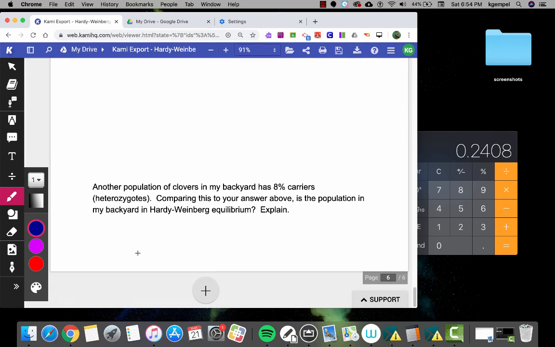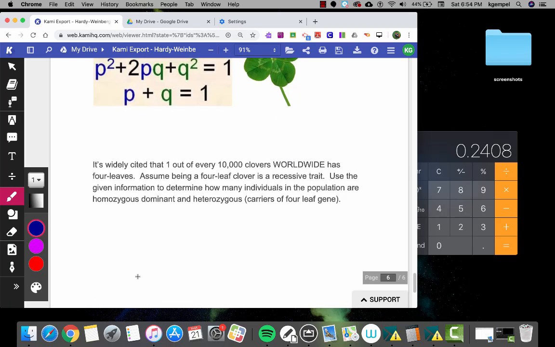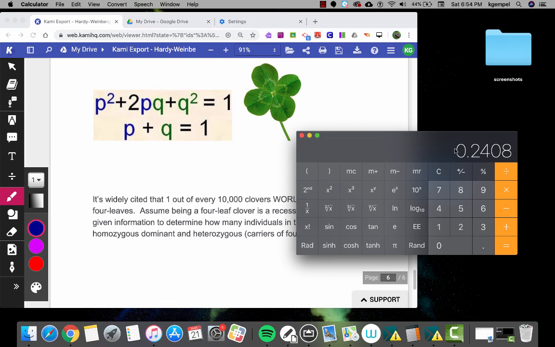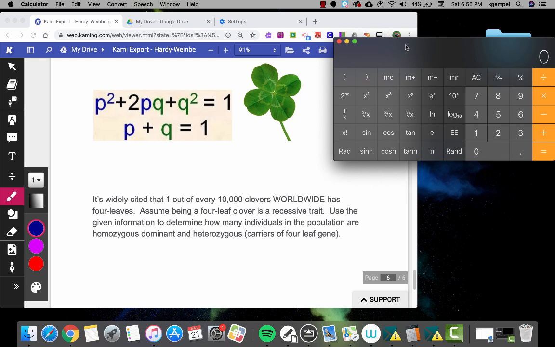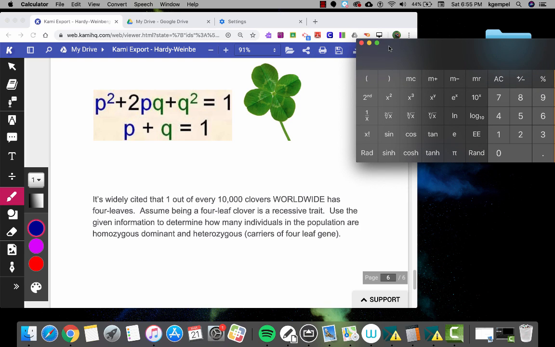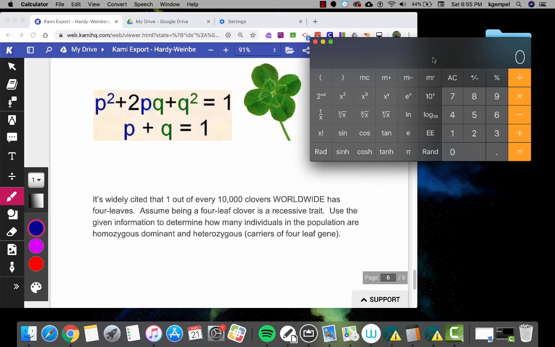All right, and then finally, I think I have this clover problem. Again, looking at actual frequencies when I wrote this problem. So I was actually looking it up. All right, so assume that 3-leaf clovers are dominant and 4-leaf clovers are due to a recessive gene. And so the incidence of 4-leaf clovers is going to be 1 out of 10,000.